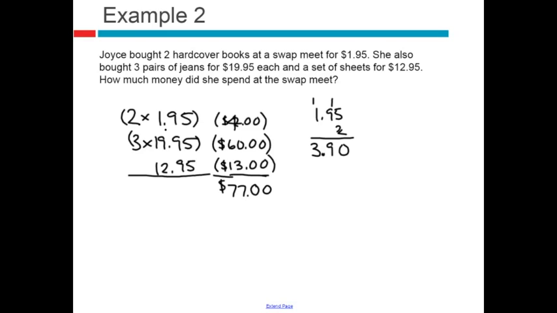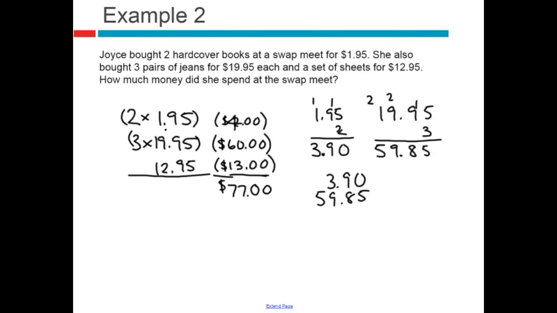I then want to take $19.95 times 3. The second amount is $59.85 spent on the jeans. So we'll add these 3 amounts, the $3.90 plus the $59.85 plus the $12.95.